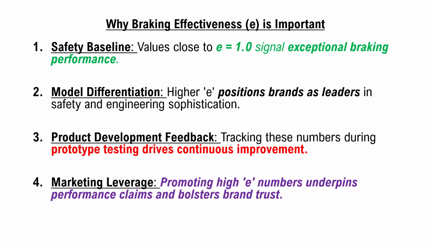Number three, product development feedback. If we track the numbers of braking effectiveness E, it helps in prototype testing and drives continuous improvement. Number four, marketing leverage. Promoting high numbers underpins performance claims and bolsters brand trust.